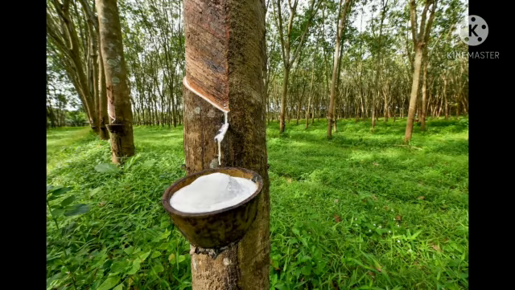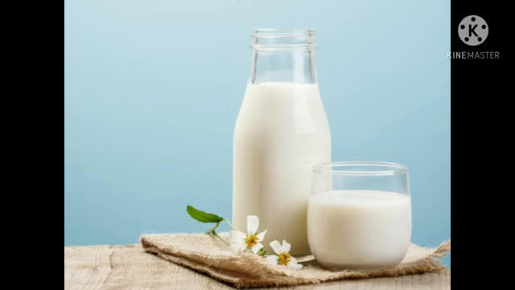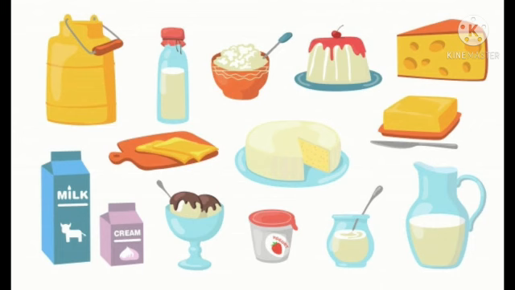Rubber is a natural resource. Children, which things are made from rubber? The tire of a motor vehicle is a man-made resource. Milk is a natural resource. Which things are made from milk, children? Ice cream and butter is a man-made resource.